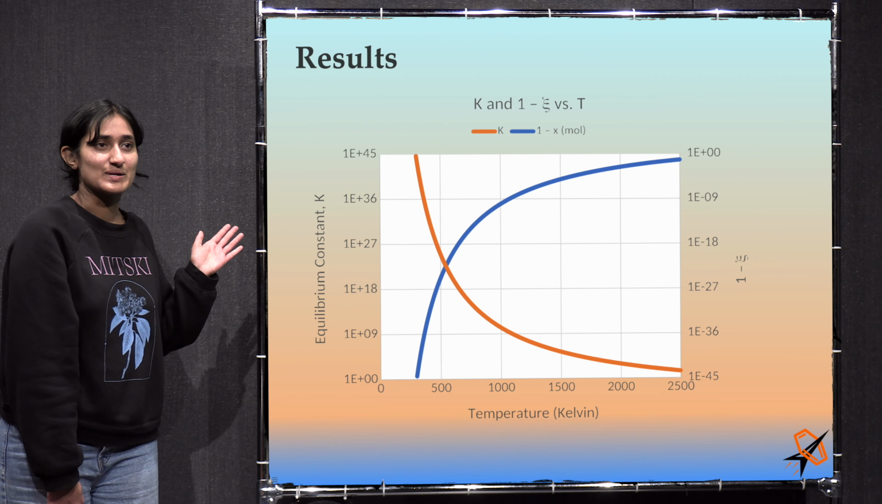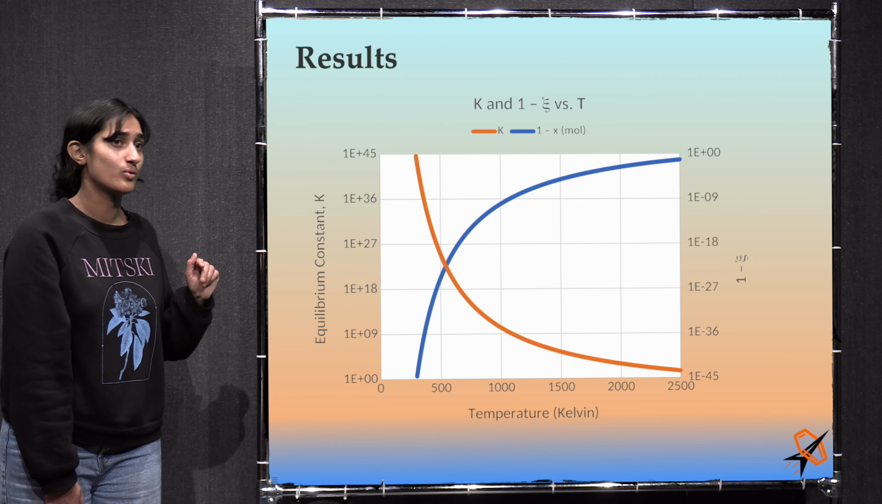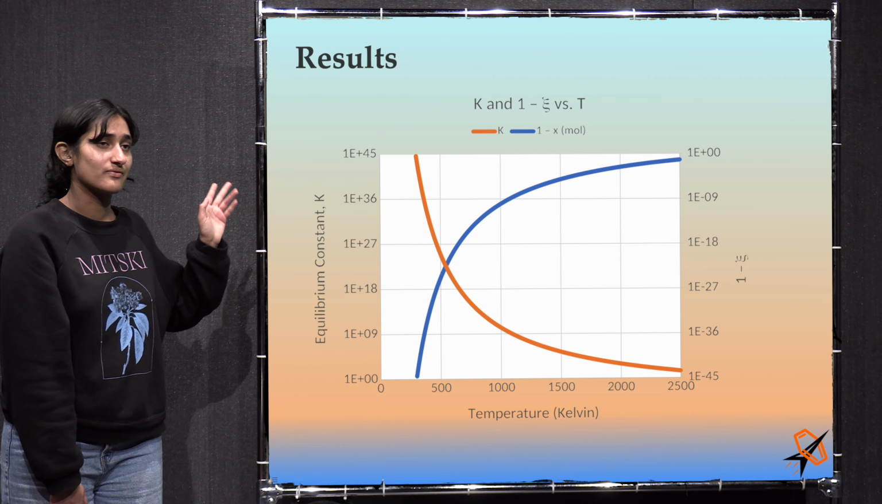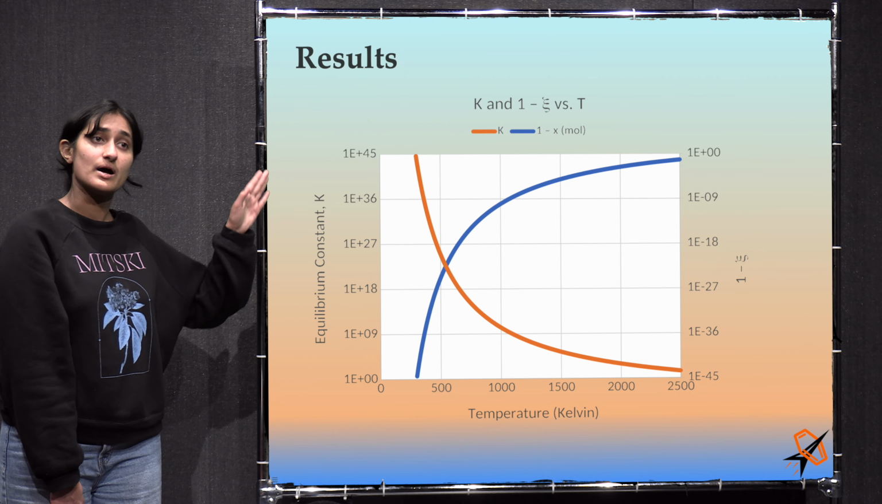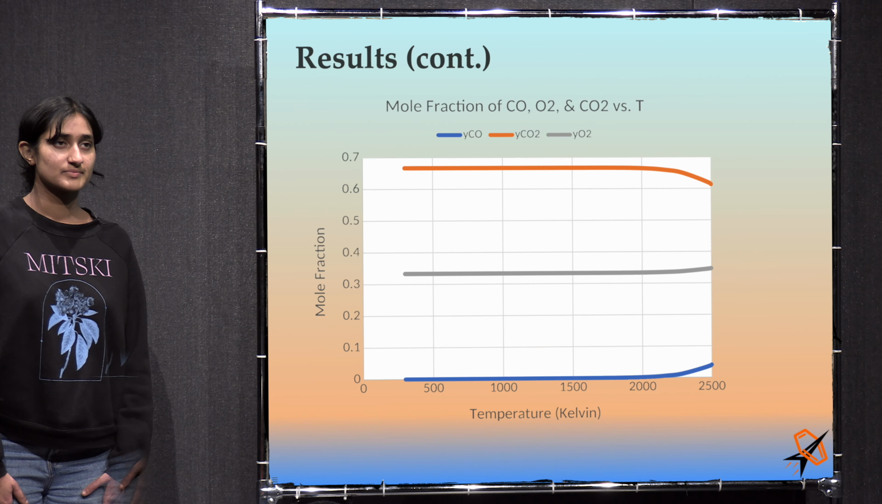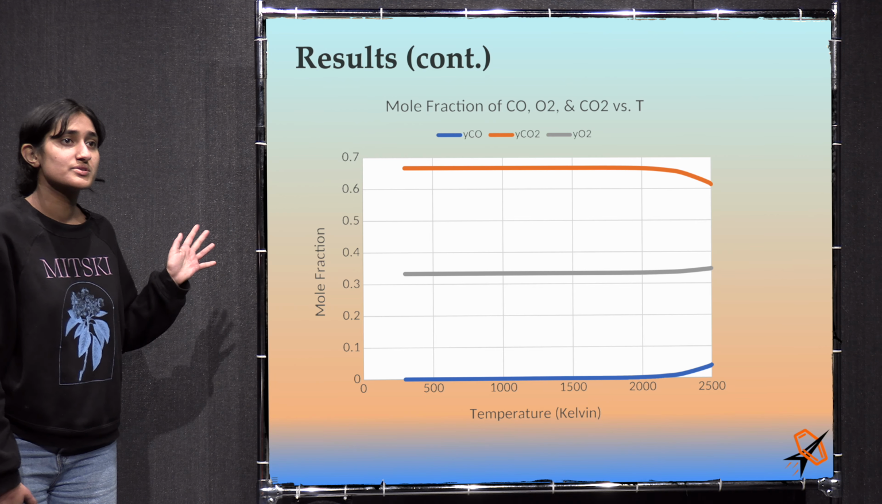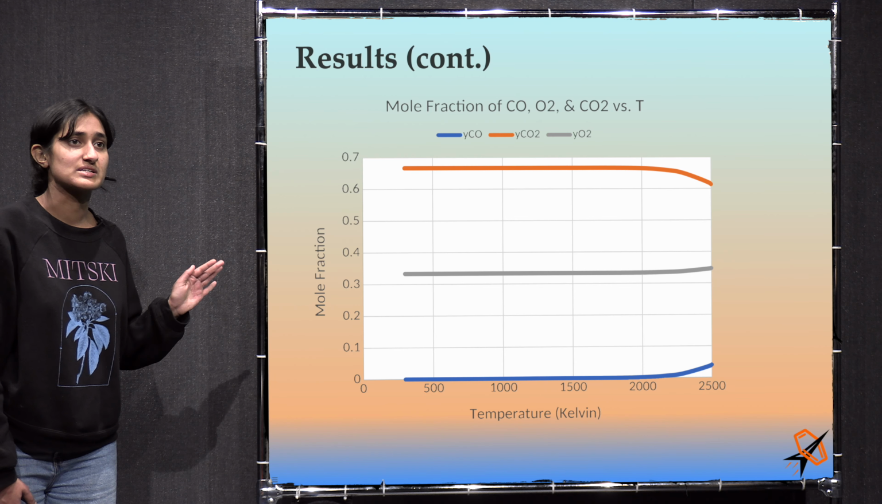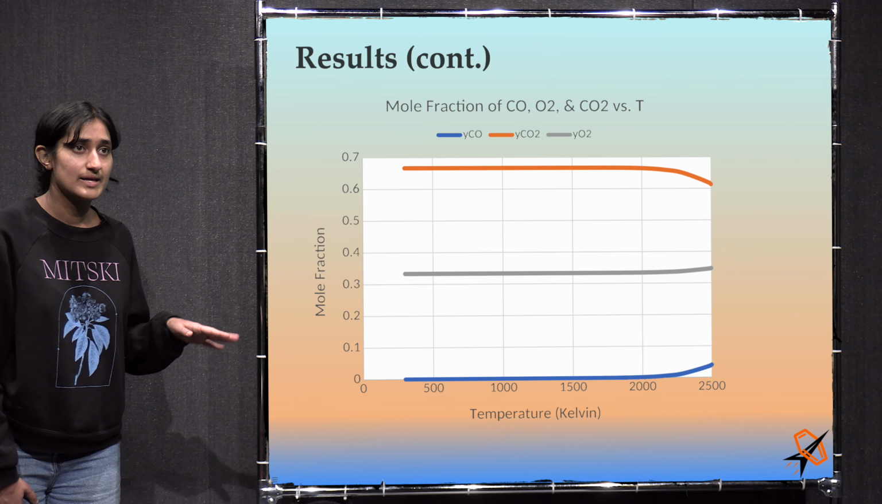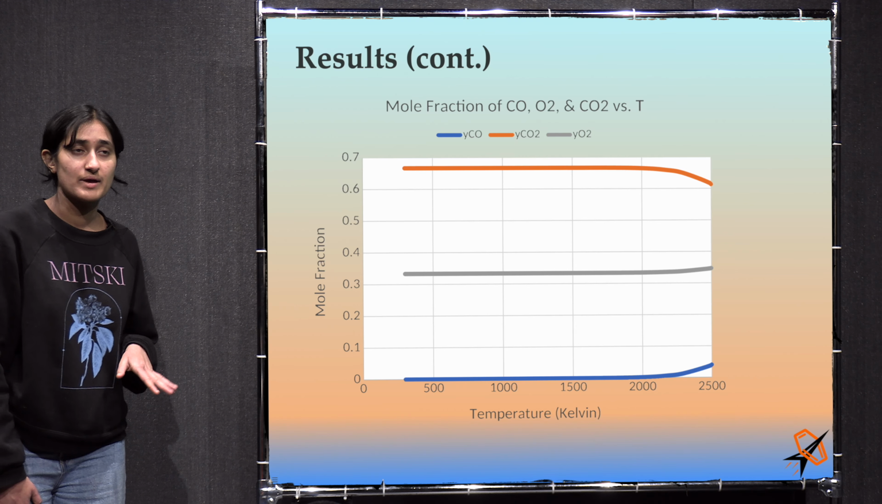And 1 minus the extent, which is showing how close the extent comes to 1, ranges from 10 to the minus 45 at 300K up to approaching 1 at 2500K. Translating those numbers into mole fractions shows that the mole fractions of CO2, CO, and O2 remain fairly constant all the way up to almost 2000 Kelvin, at which point the CO2 starts to drop and the CO starts to climb.